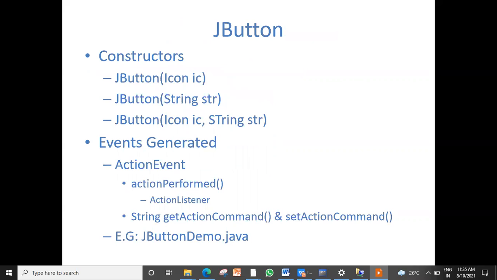We'll go specifically to the JButton class. These are the constructors. By any of these ways you can create a button. So far we have created with a string. But if you want one with an image, you can use the first constructor. But that image should not be of normal type, GIF or JPG. It has to be converted to icon format. How to convert it to icon format? There is a program. I'll just quickly show you. The last one is both together.